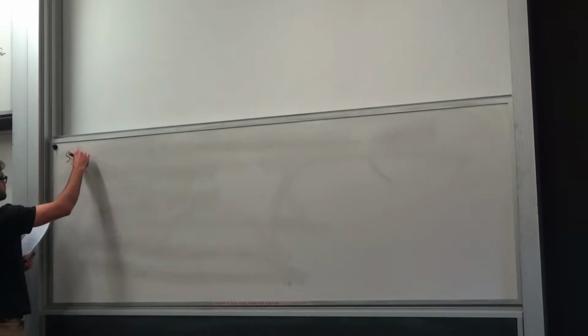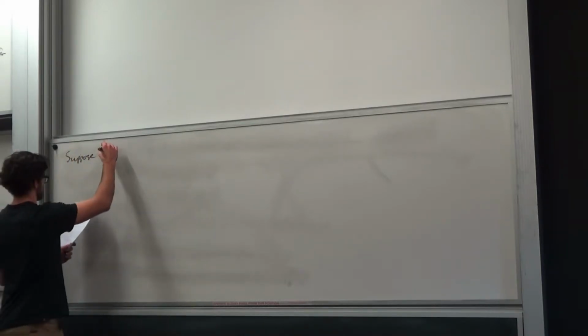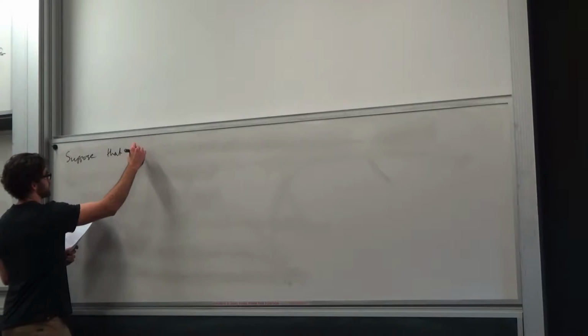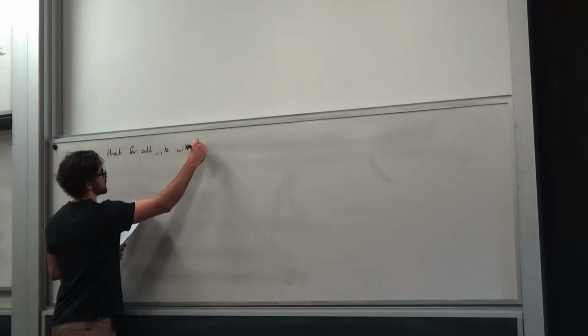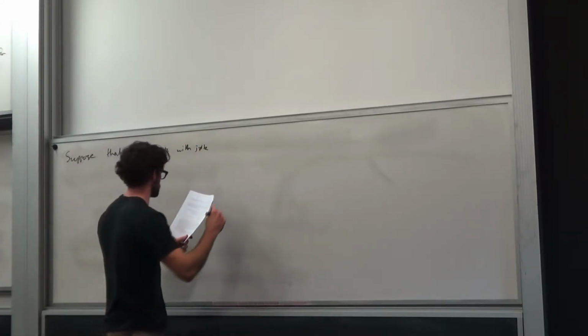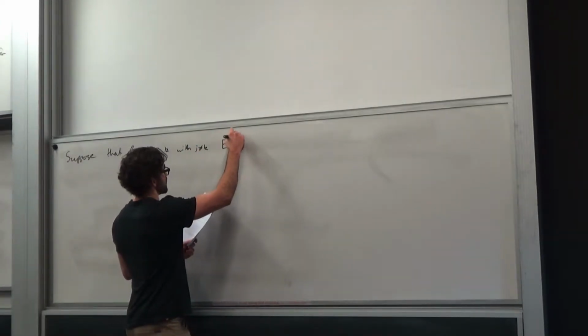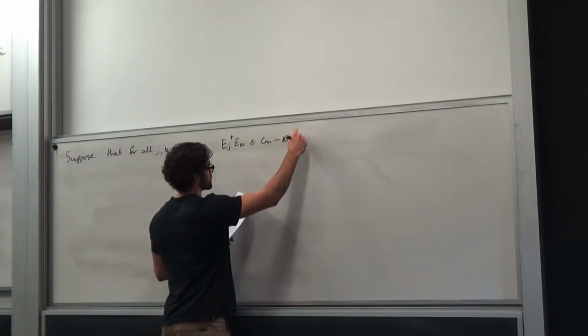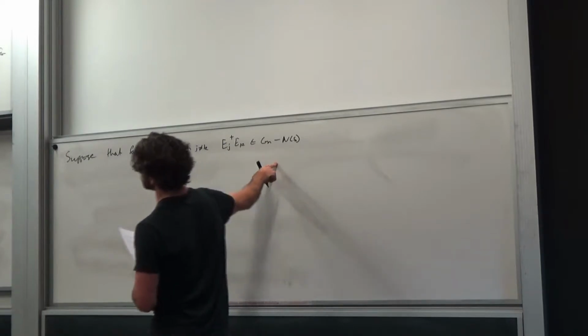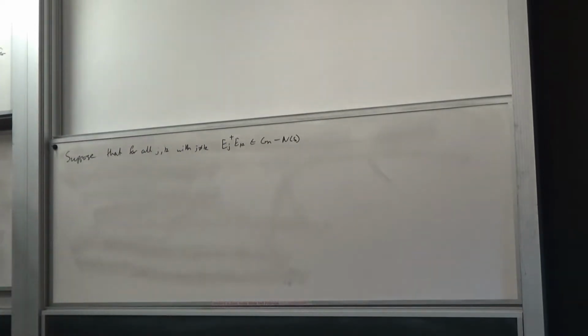Okay, so let's suppose that for all j, k such that j is not equal to k, E_j dagger E_k is in Gn set minus the normalizer. So this is the other condition. We already spoke about when this is in here. So we're now talking about when this is not in here.